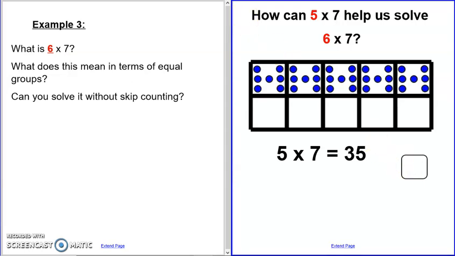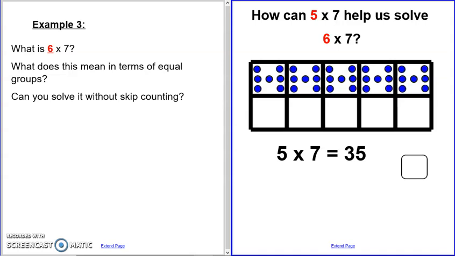Okay, so now I'm at 5 times 7. I want to get to 6 times 7. So what do I need to do? Pause the video. What do you think we need to do next? What comes next?